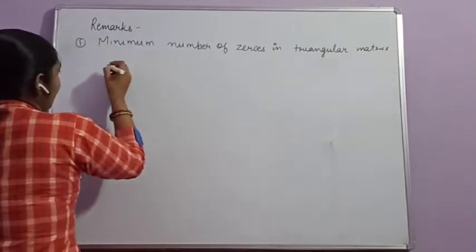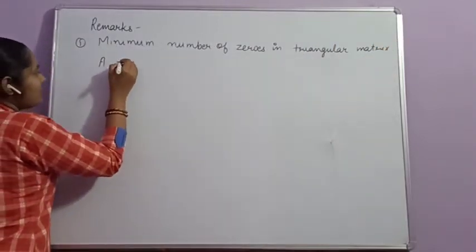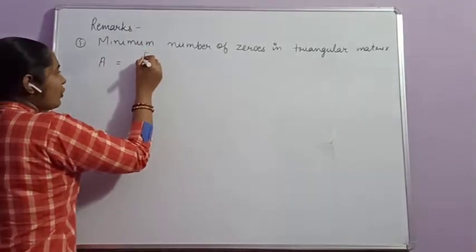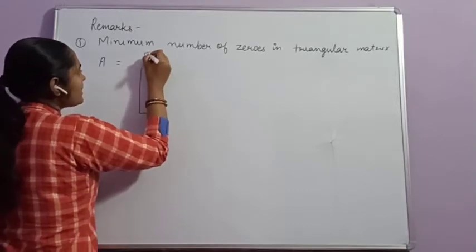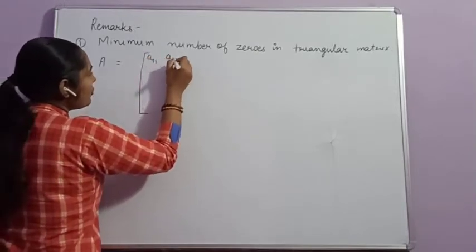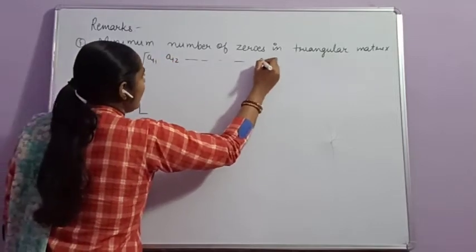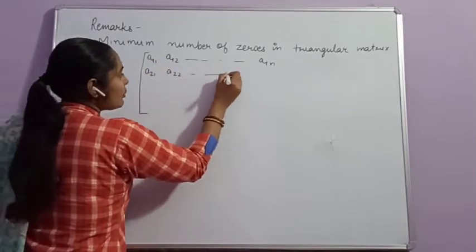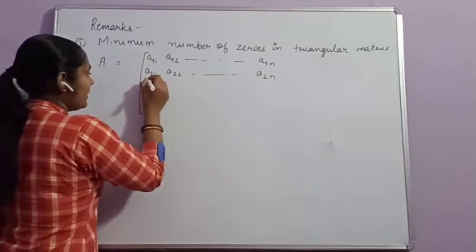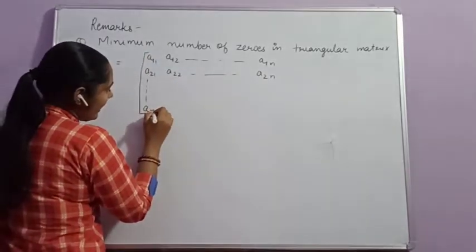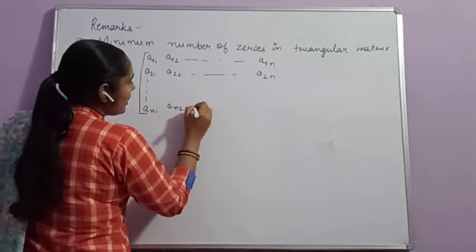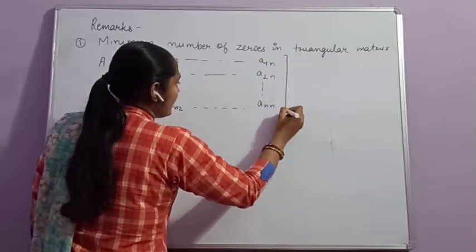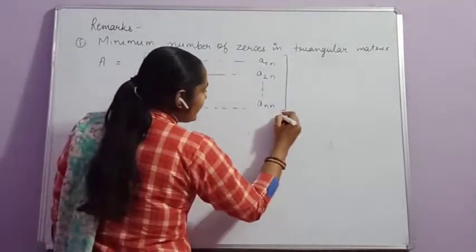Let A be a matrix. As we know, in a triangular matrix we take a square matrix, so the number of rows must be equal to the number of columns. That is a11, a12 up to a1n. Similarly, next a21, a22 up to a2n. The number of rows will be n, an1, an2 up to ann. Clear? Now the order of that matrix will be n cross n.